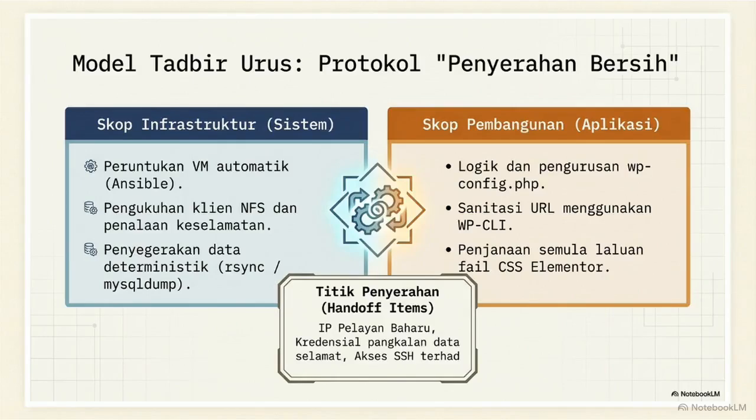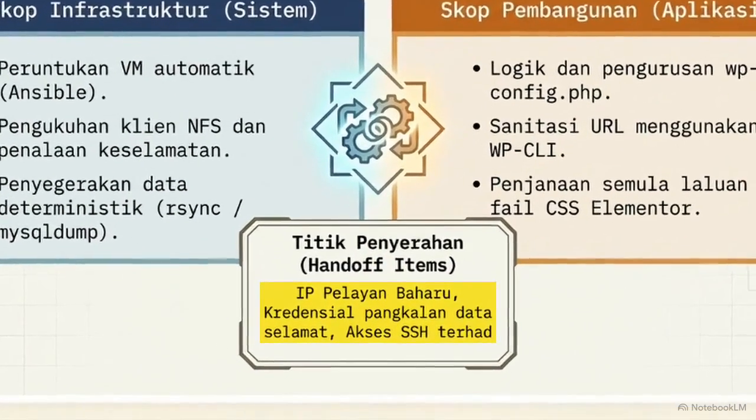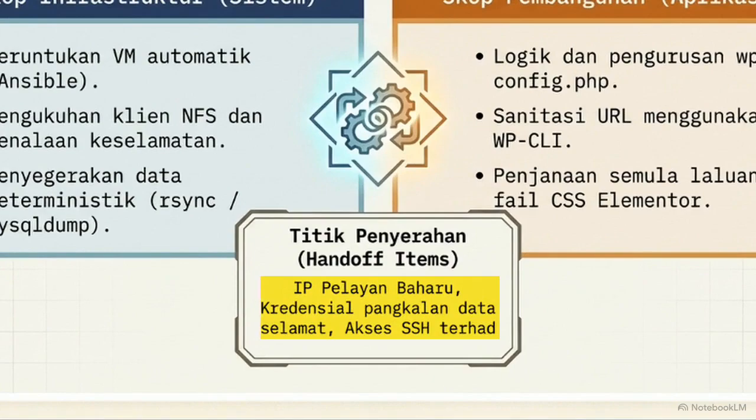Our governance model enforces a strict separation between teams. The infrastructure team manages the blue system state, while the development team handles the orange application logic. The items bridging the gap in the center, the IPs and credentials, are the only points where these scopes overlap.